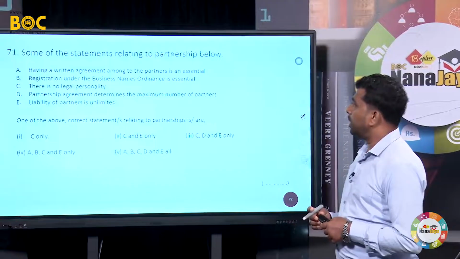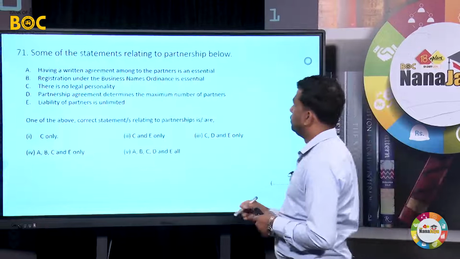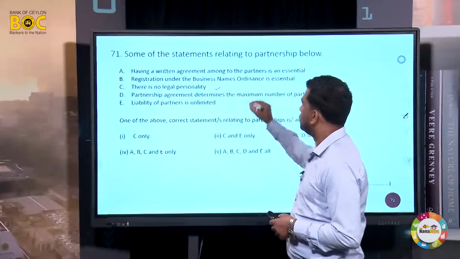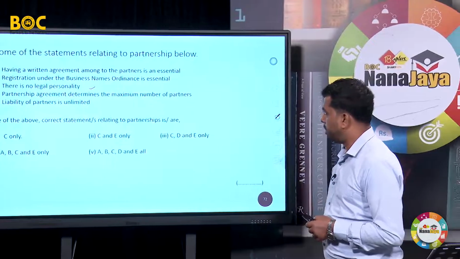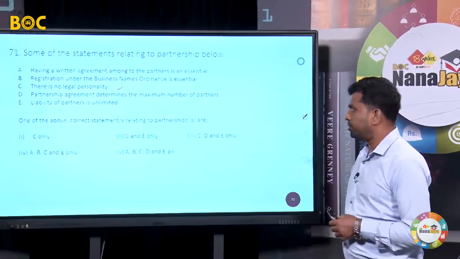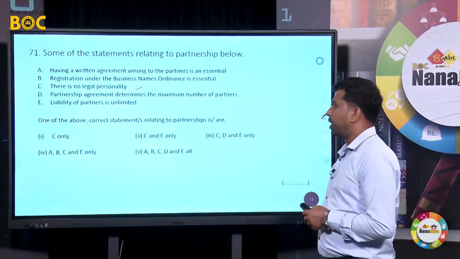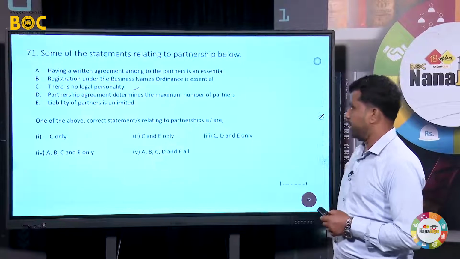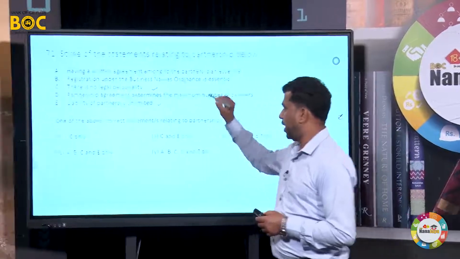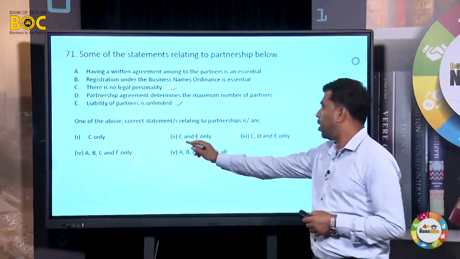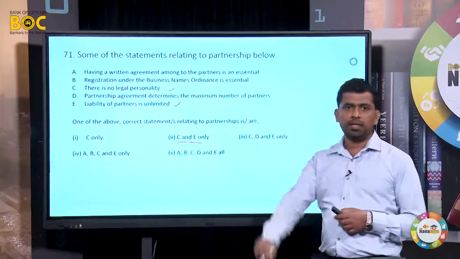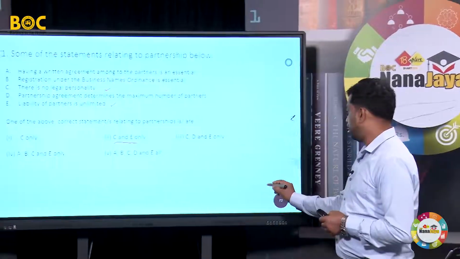There is no legal personality, correct. Partnership agreement determines the maximum number of partners, wrong. Liability of partners is unlimited, it is a correct statement. C and E only. It is given in the second option.